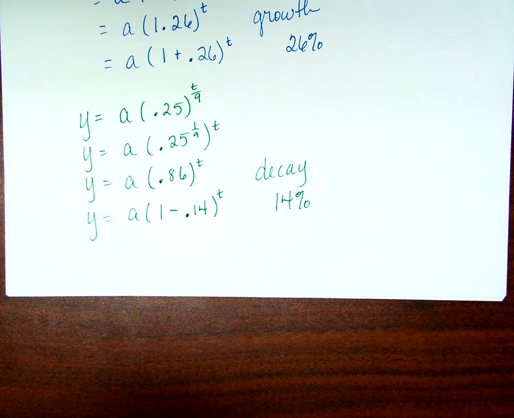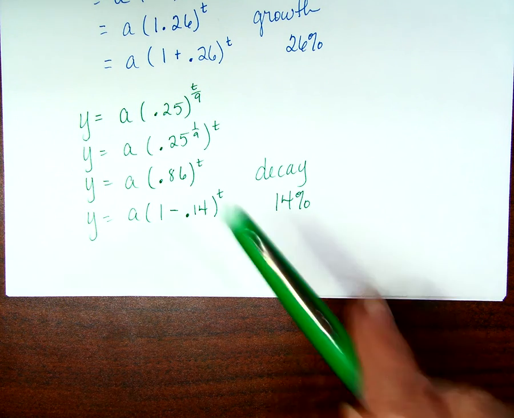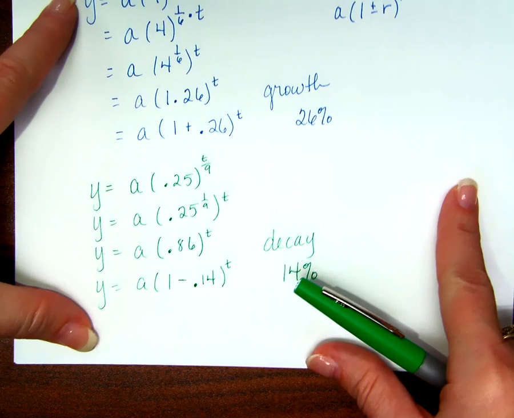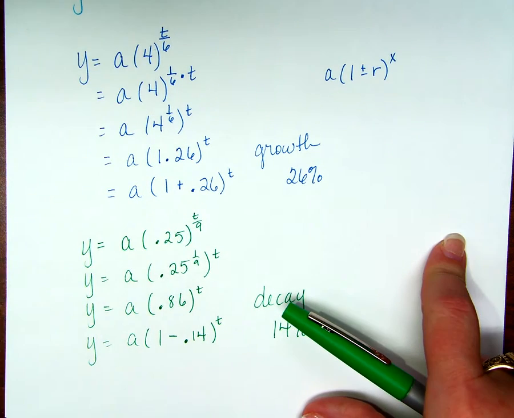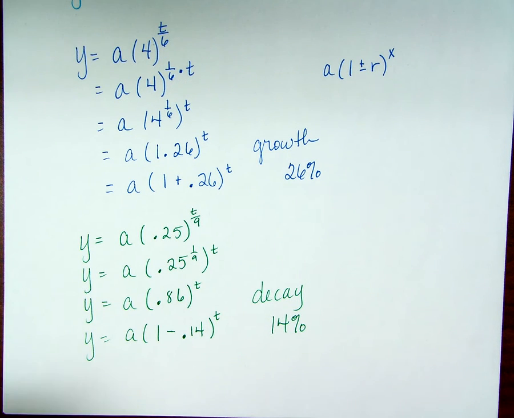How are you feeling about this? Okay so far? Okay. Is that enough examples for growth or decay when it's not just x as an exponent? I did one growth and one decay. Is that all right? Or do you need more?